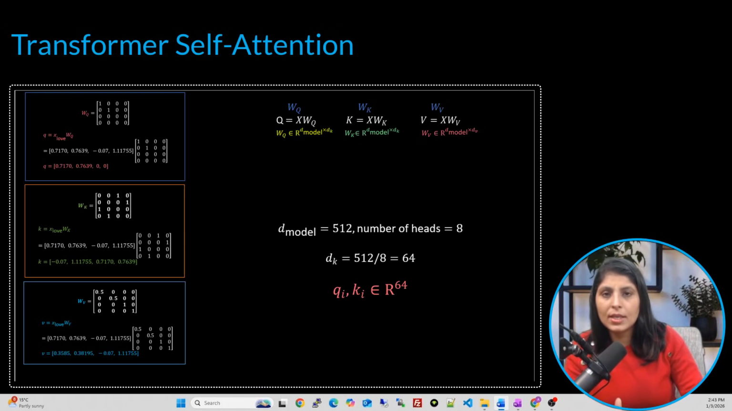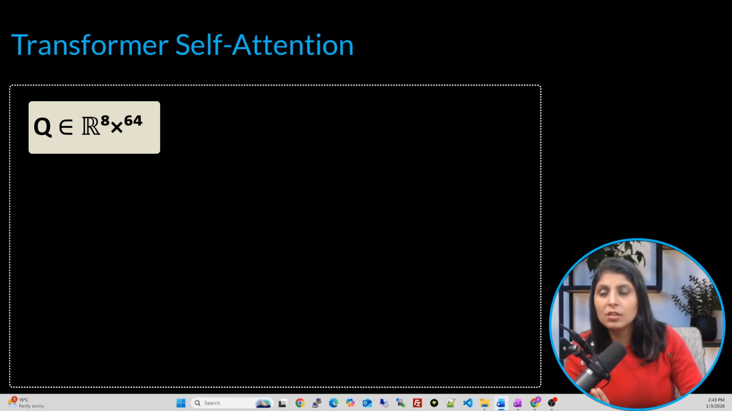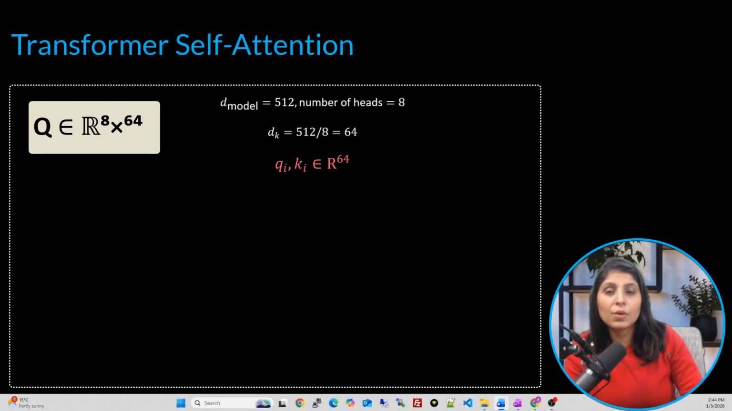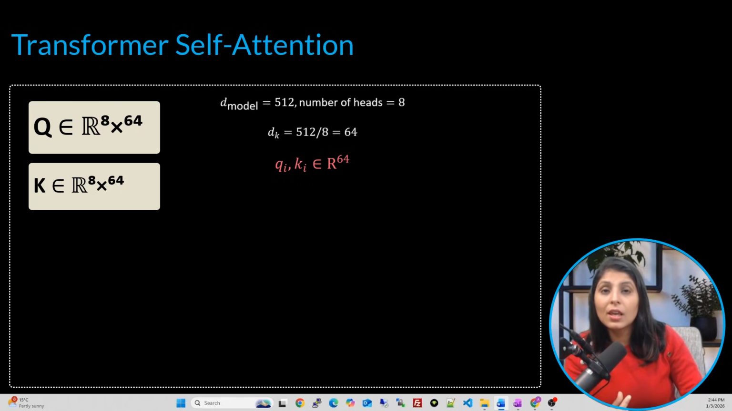So we calculated query, key and values in the last class, and I have explained to you what these things are. This Q is a matrix of real numbers, and its size is 8 by 64. That means 8 rows and 64 columns. Why 64? Because dk is 64. And in query and key, the dk tells you how many columns you are going to have in a matrix. So in query, we have 8 rows and 64 columns. 64 columns simply means 64 values. And key is also a matrix with 8 rows and 64 columns.